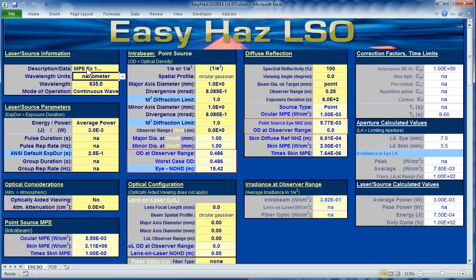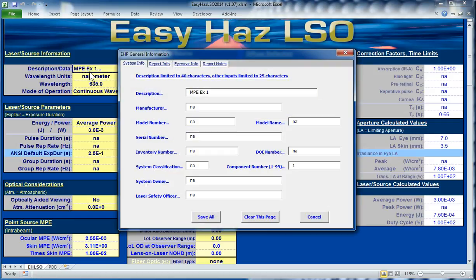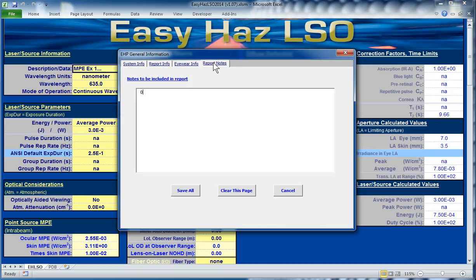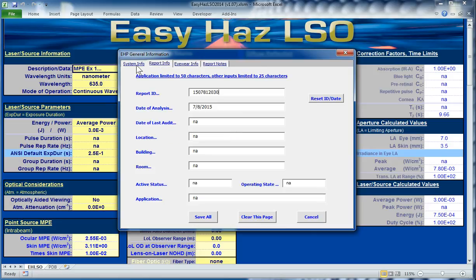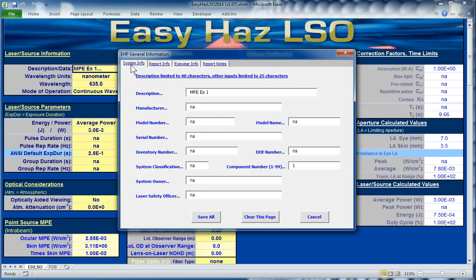Let me just show you this very quickly. This was the data description type, which is MPE example 1, but if I click that cell, I get a form up that I'm able to load considerably more information in. And this is for the report form, and then to be able to just store various pieces of information that you've collected either from an audit or from literature and descriptions of the laser you're working with.